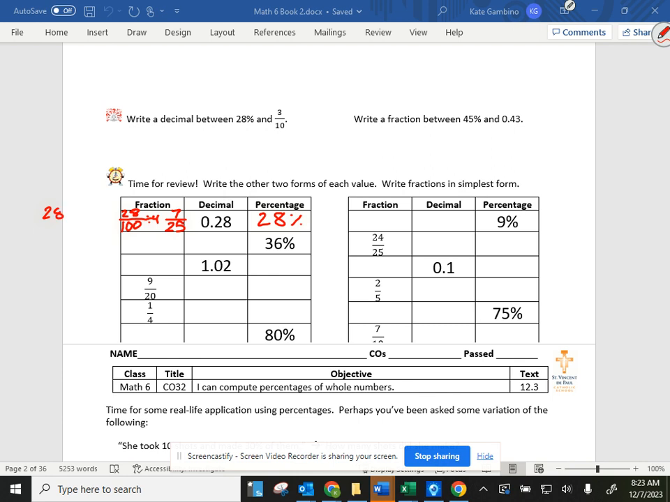If we had done 28 hundredths and divided by 2, we would have gotten 14 fiftieths. And we could have divided that by another 2 to get 7 25ths. Sometimes we find the biggest number to simplify down. Sometimes we have to simplify multiple times, and that's okay as long as we get the simplified number as our final answer. Any questions on today's assignment?